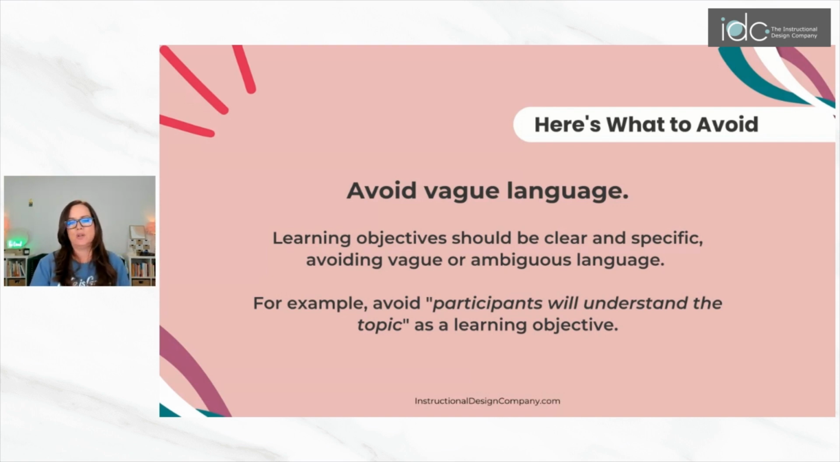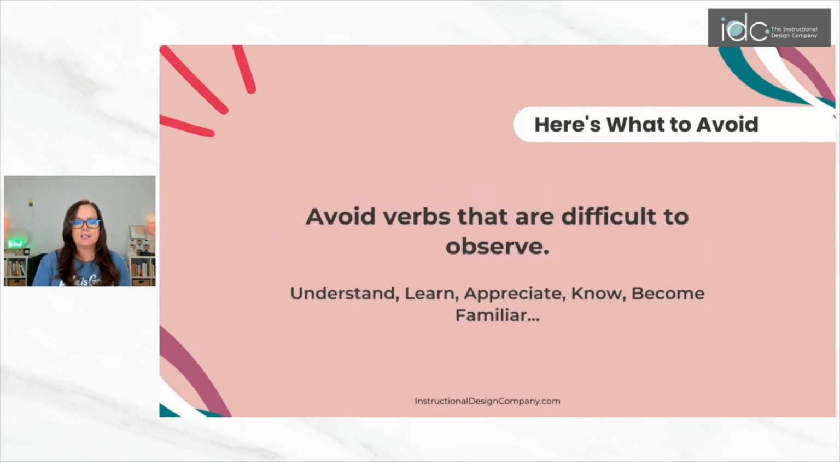And then whenever we just use something general, like a topic, and we don't get specific about that topic, then it's very, very loose. So we want to have things that are more specific. Also, we want to avoid verbs that are difficult to observe. So kind of like what we just talked about, but here are some additional examples. Verbs that we shy away from whenever we're creating our learning experiences are understand, learn, appreciate, know, become familiar with.